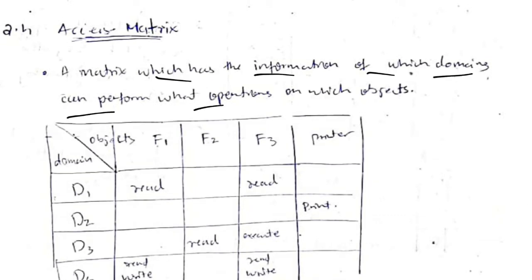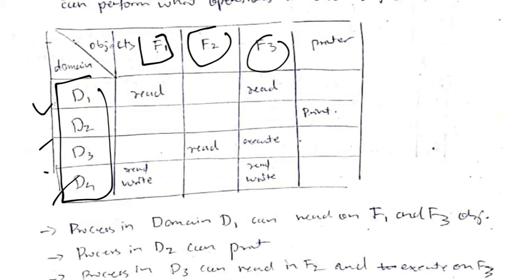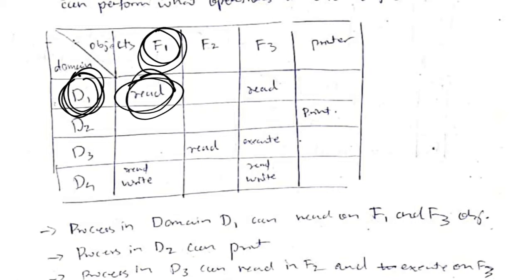Coming to the access matrix, it's a matrix which has the information of which domain can perform what operations on which objects. See here, in the rows we have D1, D2, D3 and D4, and the objects are F1, F2, F3 and printer. These are the objects mentioned here, and these are the domains. The cell in which the domain and object meet specifies what operation this domain can perform on this object, for example the read operation.